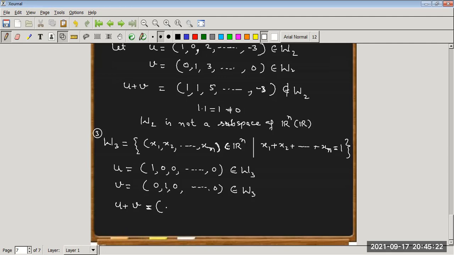But what we observe is that when we add, this becomes (1, 1, 0, 0, 0). Now when we add the entries, this becomes 1 plus 1 plus 0 plus 0 plus 0.